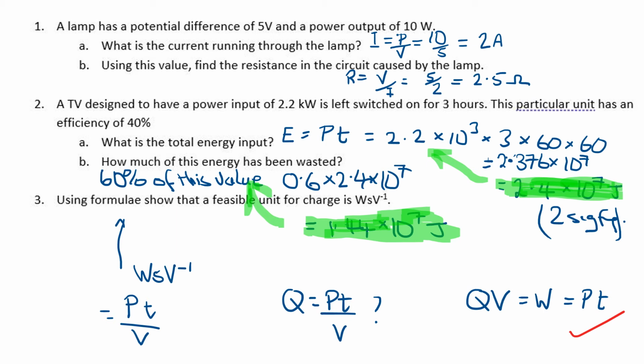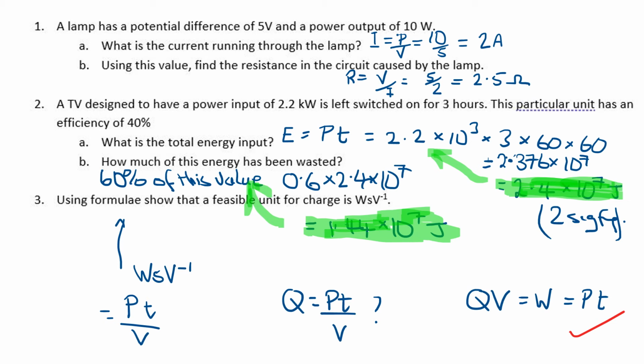And then for part B, this TV has an efficiency of 40%. That means that 60% is wasted. So 60% of the value just calculated, 0.6 times 2.4 times 10 to the power of 7 equals 1.44 times 10 to the 7 joules.